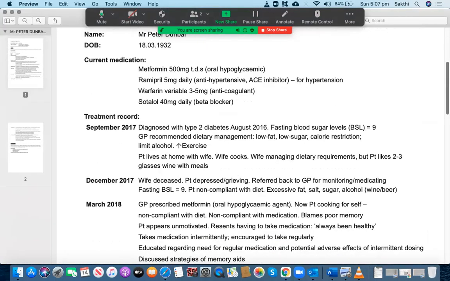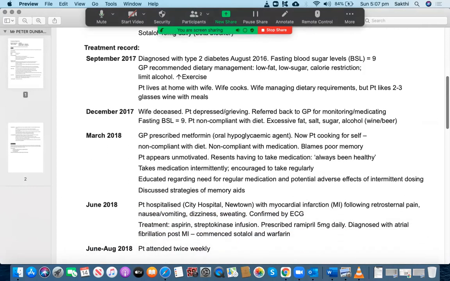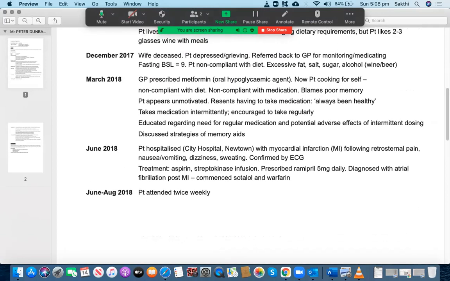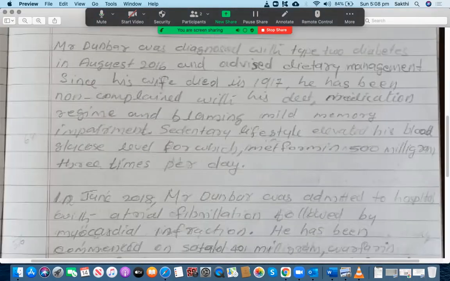Where did you see the case note in regards to the memory? Okay, is that the one? The patient likes 2 to 3. No, I didn't. They didn't mention anything. Do you know where it is? Is it non-compliant, March 18? Oh, okay, this one. Okay, all right. Non-compliant with the diet, non-compliant with the medication, blames poor memory. Yes, it is because of his poor memory. Okay, so what you could have done is, let me go back and see. That's the letter.